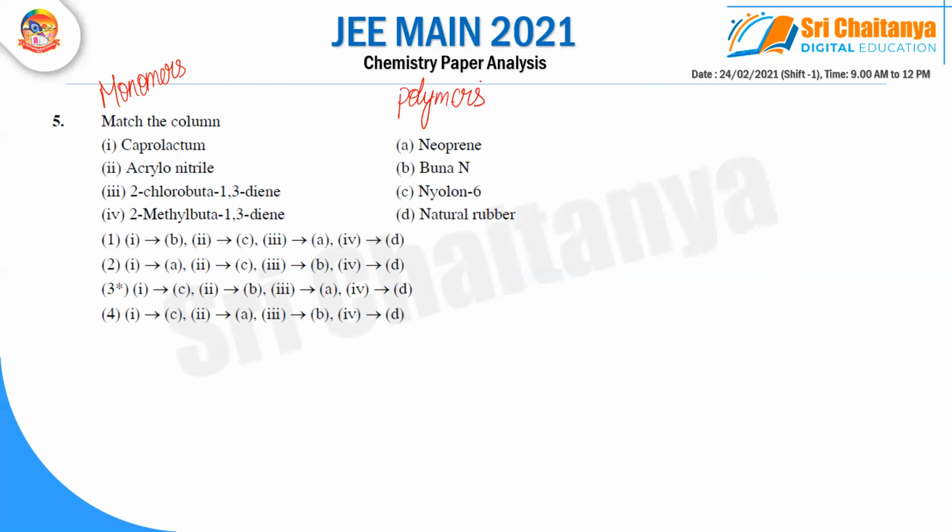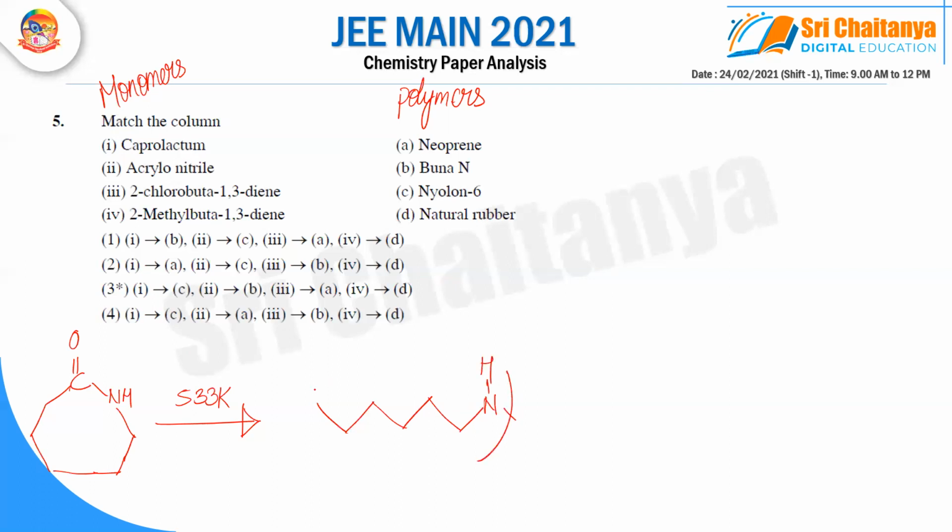Now, first option, that is caprolactam, is something like this. Now, this particular monomer, when heated above 500 Kelvin, approximately 533 Kelvin, gets converted into this particular polymer, which is referred to as nylon 6. So there's a spelling error here, please mind it.